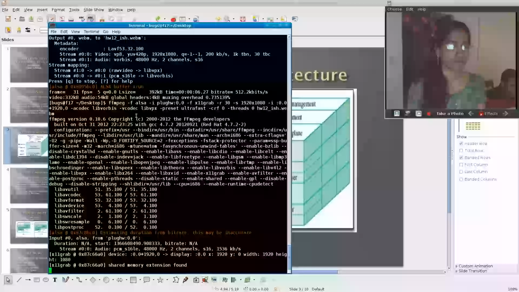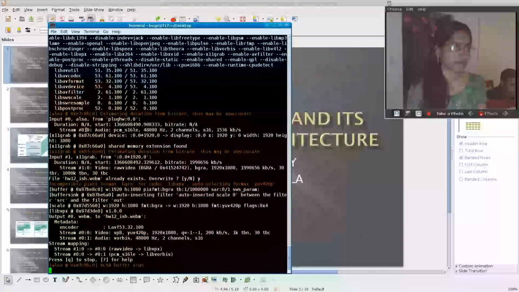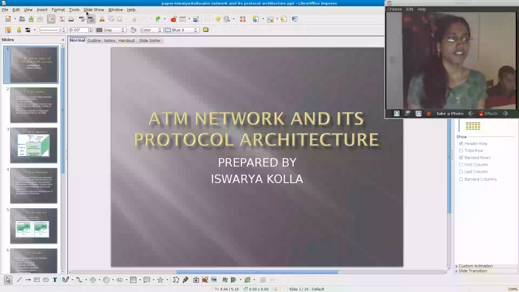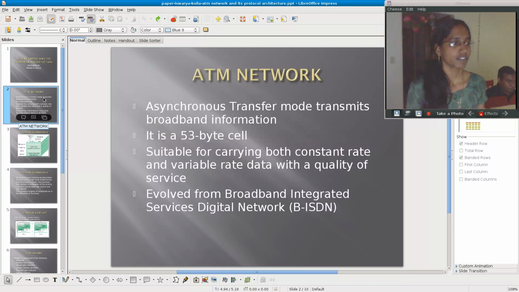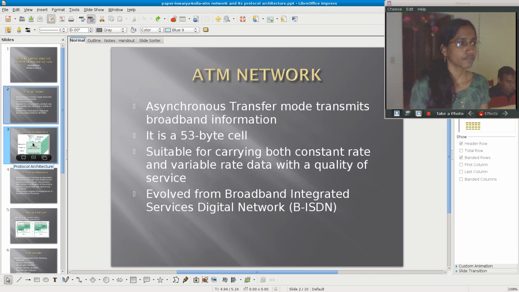ATM stands for Asynchronous Transfer Mode and it transmits broadband information of fixed length, which is relatively small. The size of ATM network cells is 53 bytes and it is suitable for carrying both constant rate data as well as variable rate data. Its network actually evolved from Broadband Integrated Services Digital Network. I'll be explaining about the protocol architecture and its functions.